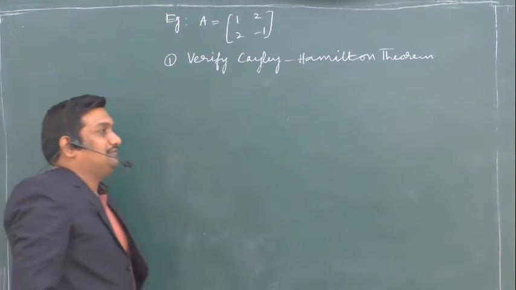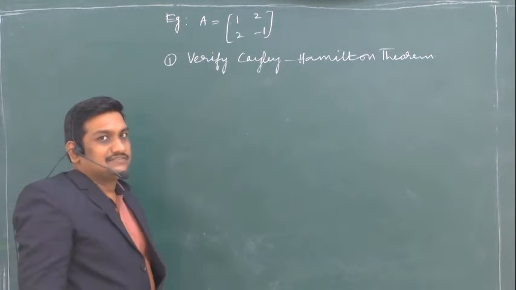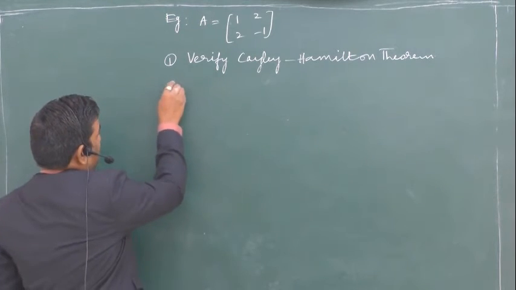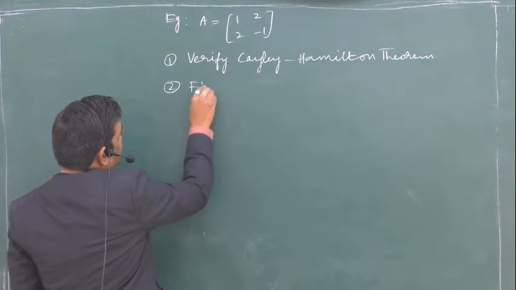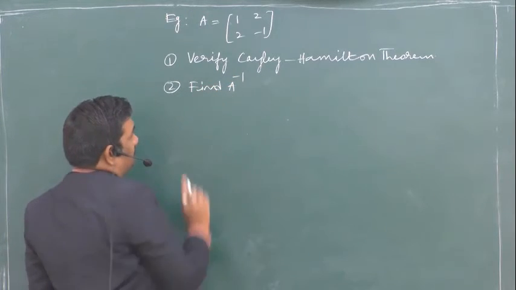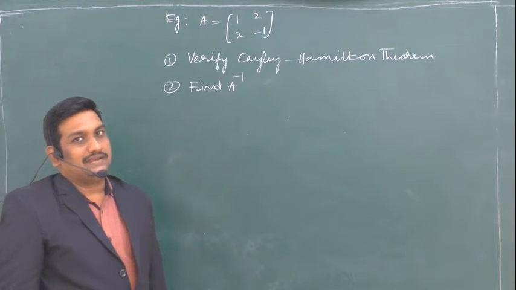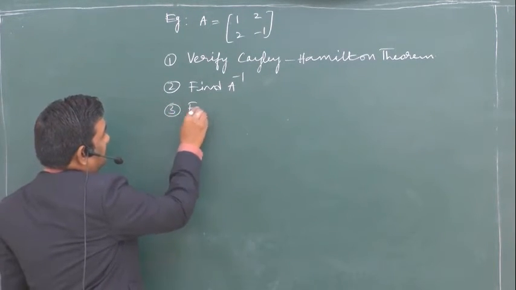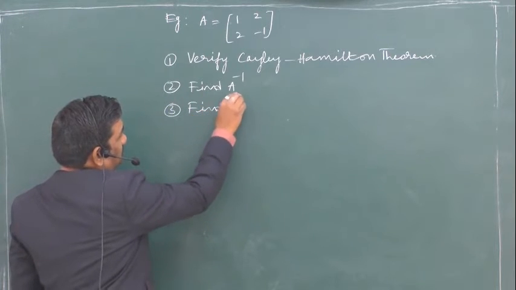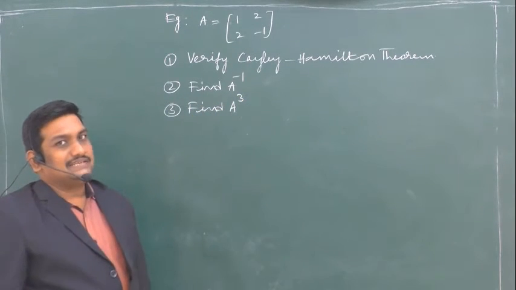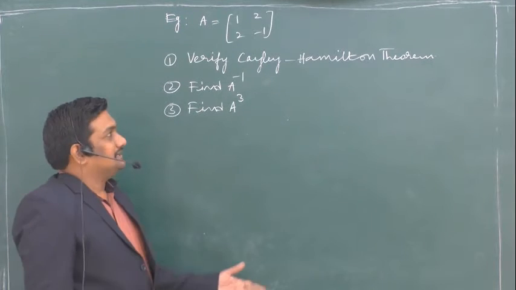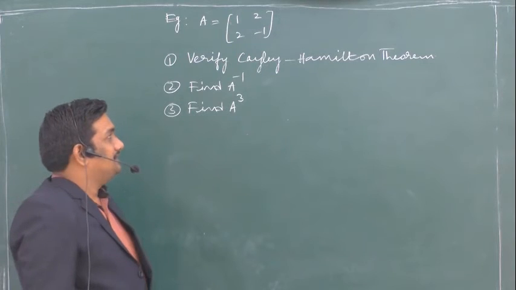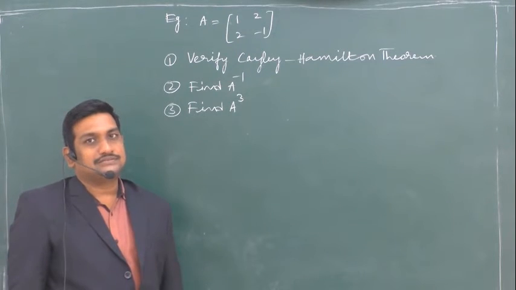Okay, the statement of Cayley-Hamilton theorem is every square matrix satisfies its own characteristic equation. Second one, find A inverse, that is, find inverse of square matrix A if it exists. And the last question, find A cube. So a square matrix is given, we need to verify whether Cayley-Hamilton theorem holds for the square matrix, and we need to find A inverse and also A cube.